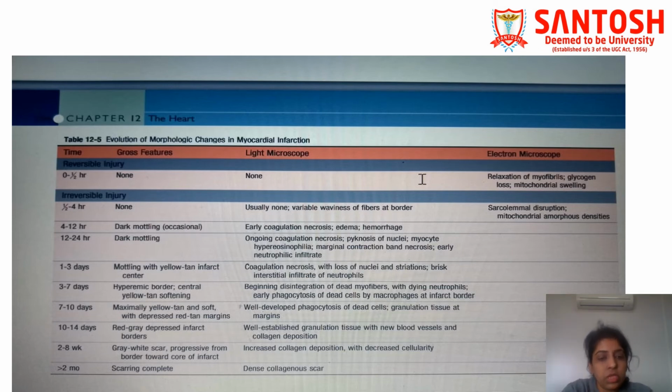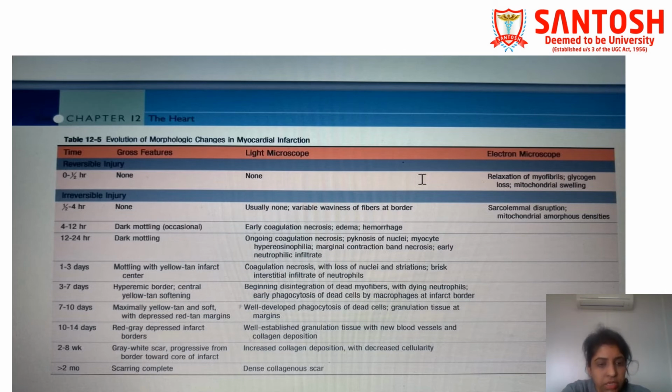In the first 4 to 12 hours, there is dark mottling, or on light microscopy, there are early coagulation necrosis, edema, and hemorrhage. At 12 to 24 hours, there is dark mottling, along with ongoing coagulation necrosis, pyknosis of the nuclei, myocyte hypereosinophilia, marginal contraction band necrosis, and early neutrophilic infiltrate.